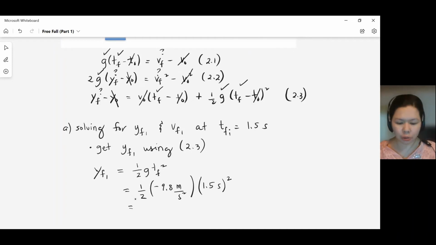Using your calculator, you should get an answer for YF1 of negative 11.025 meters, or you may say the coin is 11.025 meters below the starting point, or below the initial position. That's why it is negative, because it is below our initial position.